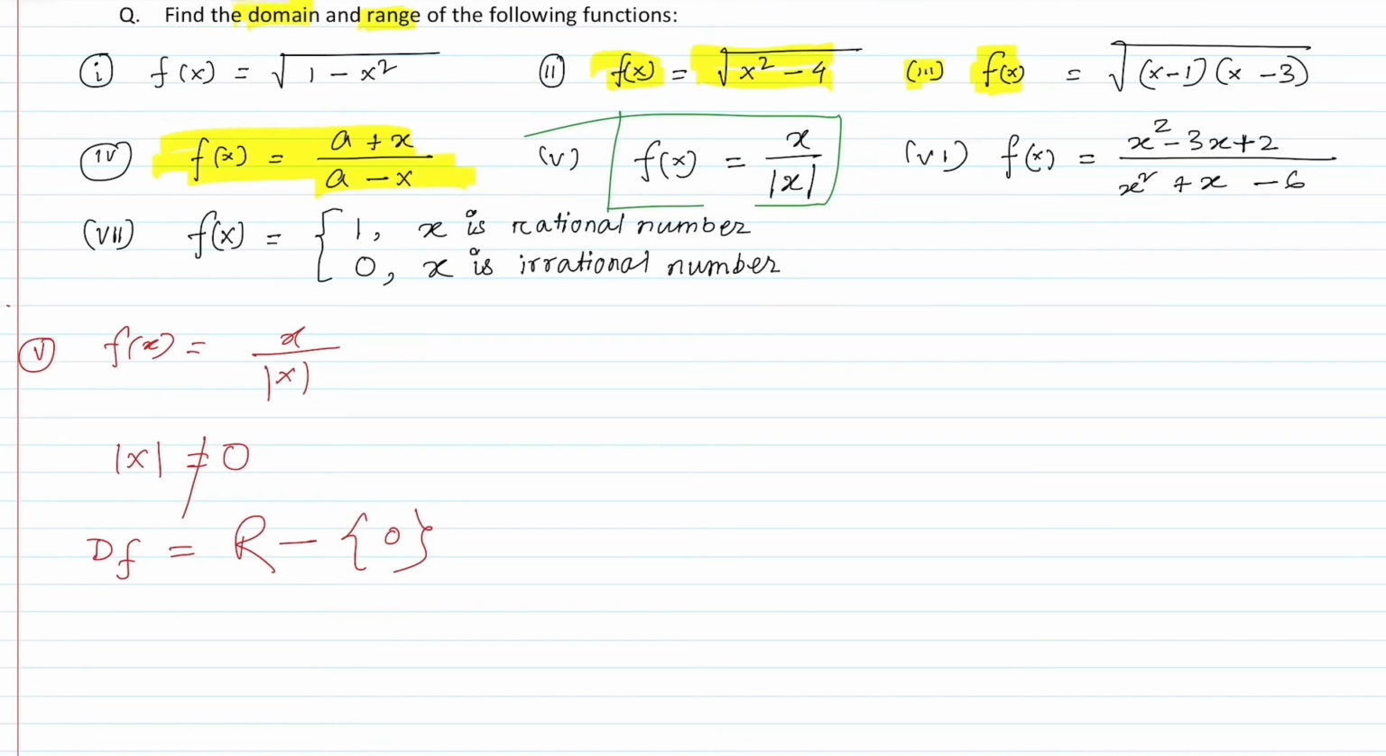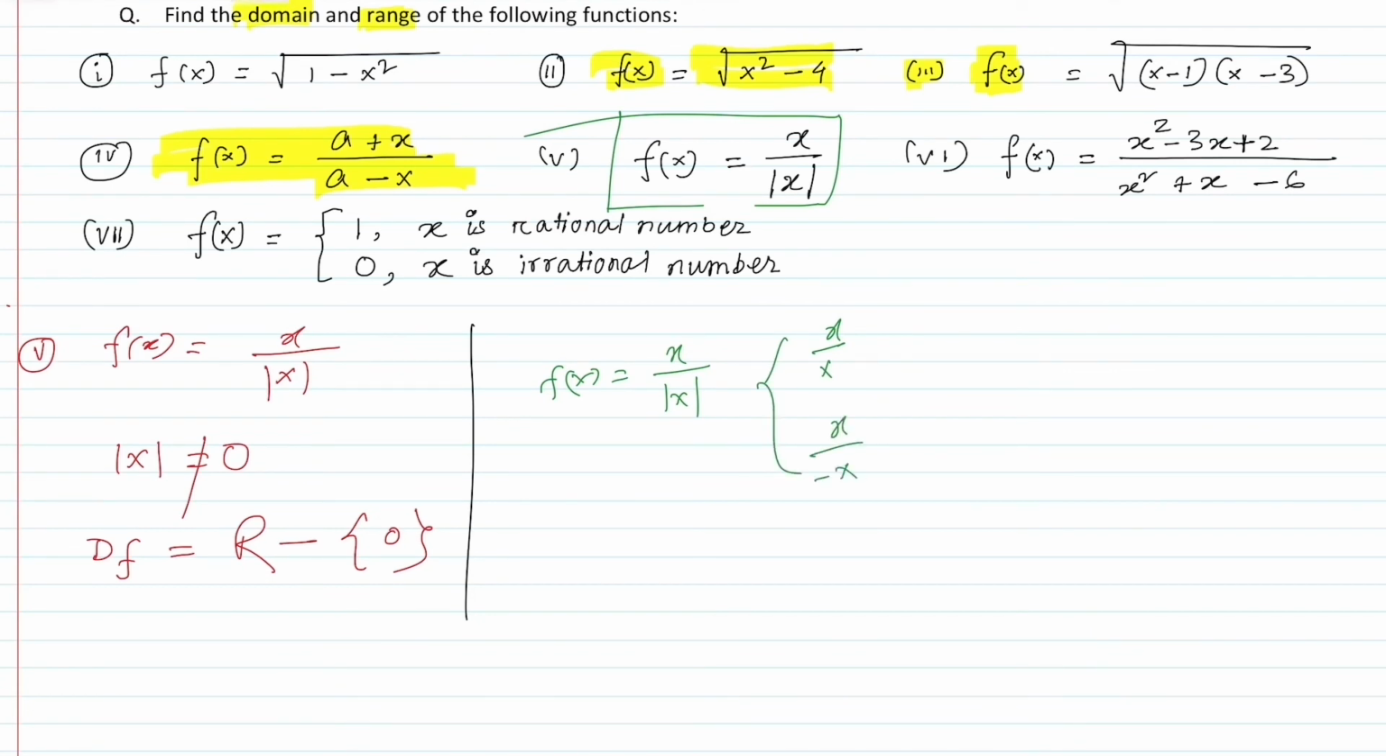Then what will be the range? How to find the range? So let me show you how to find the range. Here you see f of x is equal to x by mod x, which can also be written as x by x or x by minus x.